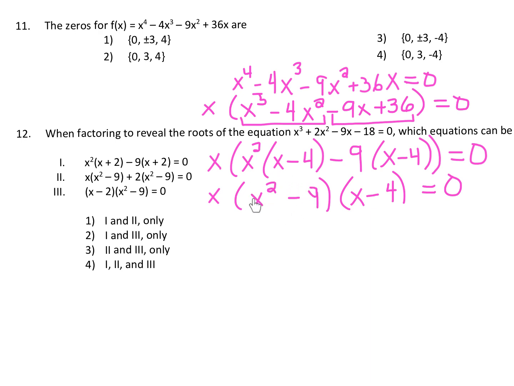This is DOTS. So this is going to factor to x plus 3, and then x minus 3. And then I'm going to take this x and bring it down. I'm going to take the x minus 4 and bring it down. And let's bring down the equals 0.